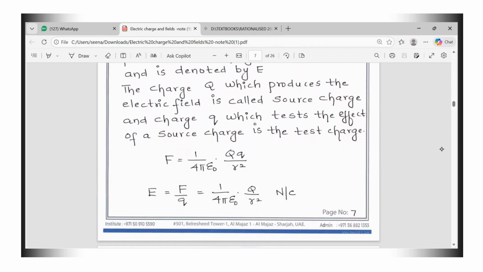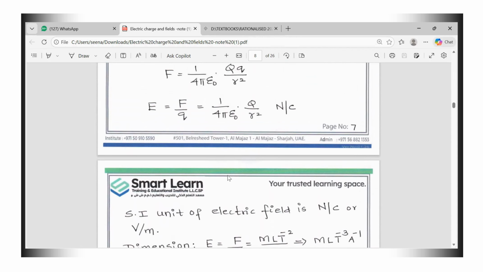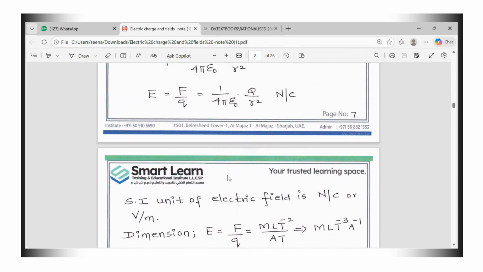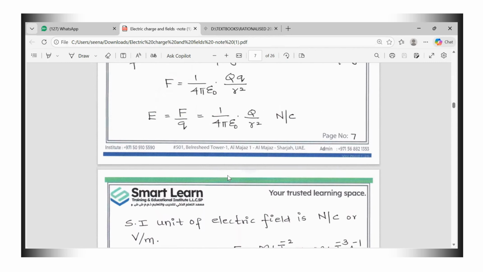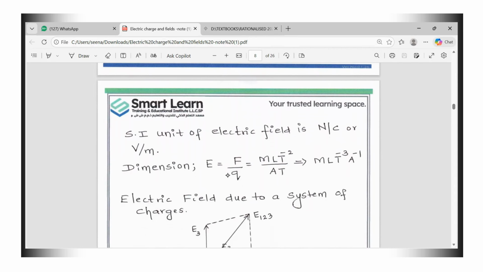So, we can write the formula as, for example, if we have the force between capital Q and the test charge small q, you will have the force as 1 by 4 pi epsilon 0 Q small q by R square. This is divided by small q, so we get only capital Q on top. So the expression for electric field is 1 by 4 pi epsilon 0 Q divided by R square. That means only the source charge will come. SI unit is force per Coulomb, so Newton per Coulomb, or in the next chapter, we will learn it as volt per meter.